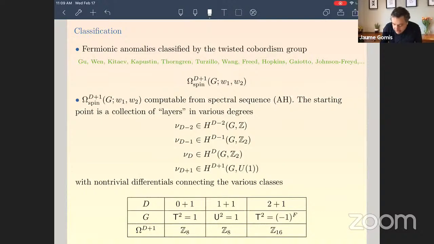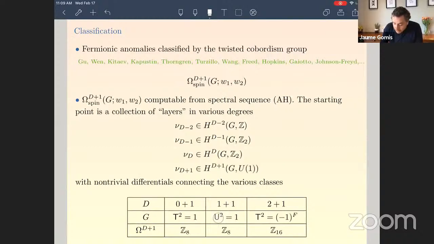So here I wrote down the answer for important examples that we may discuss later. For example, let's look at anomalies in 0+1 dimensions for time reversal. If you go through this procedure, what you find is that the anomalies have a Z8 classification. Notice that it is different from the naive classification, which would be given by H2 of Z2^T, which is a Z2, not a Z8.